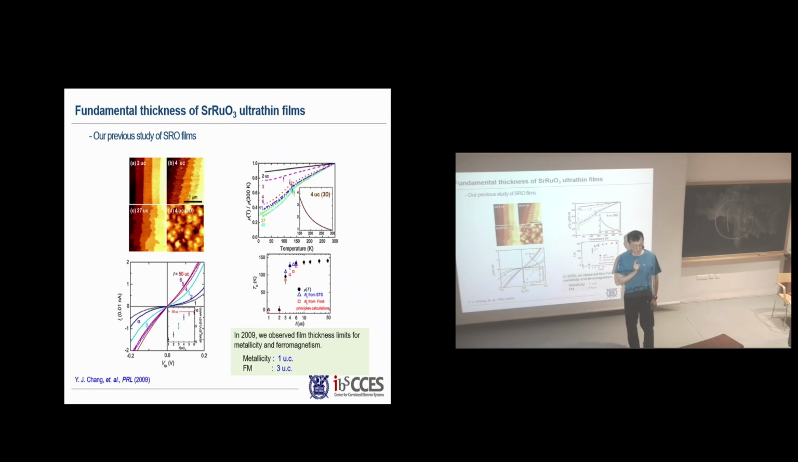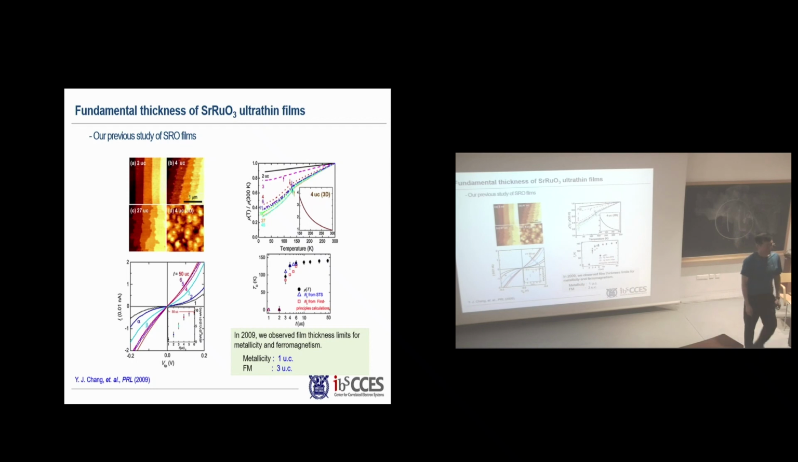But for 1 unit cell, we have a big problem at the step edges. So what we did is STS, scanning tunneling spectroscopy, and on the 1 unit cell we have a small but finite density of states at the surface. That means that even the 1 unit cell sample is metallic. Also, the kink in the DC resistivity is related to the ferromagnetic transition. If you look at this, up to 3 unit cells you have a kink, but 2 unit cells doesn't have a kink. So we think that the ferromagnetic critical thickness is about 3 unit cells.